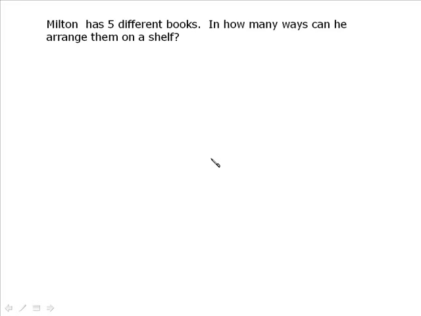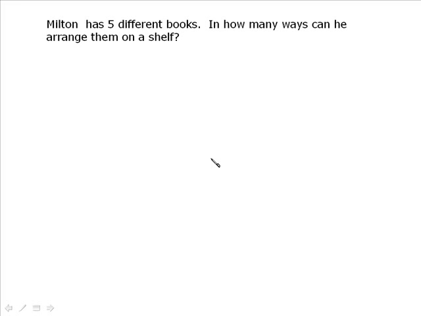which does not mean that you should forget about the concepts of the fundamental counting principle, but you should choose wisely when you can use a quicker method. You'll see what I mean as we go further into this. Now, let's start off with this question, a pretty routine looking one. Milton has 5 different books and he wants to arrange them on a shelf.